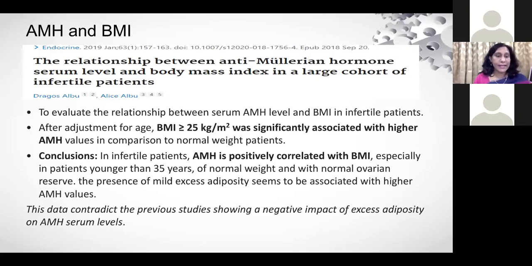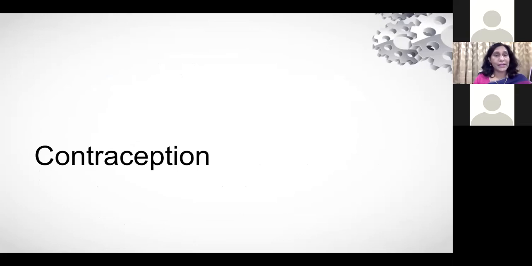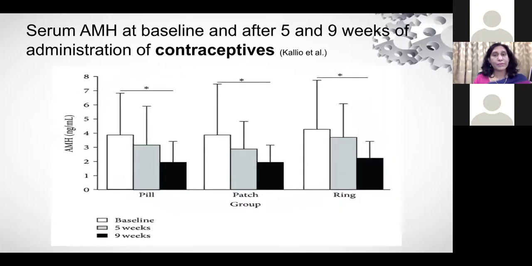The presence of mild excess adiposity seems to be associated with higher AMH values. So this data contradicts the previous study showing a negative impact of excess adiposity on AMH serum. So we still don't have a clear-cut answer. We need more studies regarding the relationship between the AMH and BMI. Now let's look into oral contraceptives, where we use estrogen and progesterone. Do they have an effect on the AMH?